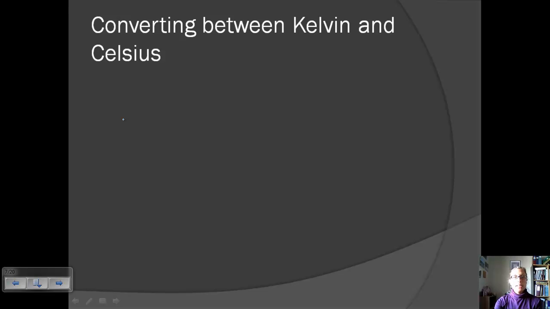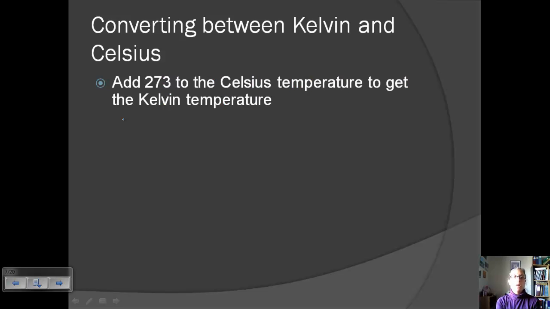Since converting between Kelvin and Celsius is easier, let's start with that one first. In order to convert from Celsius to Kelvin, we add 273. And then here's our equation: temperature in degrees C plus 273 gives us Kelvin. We can go the opposite direction and subtract 273 from Kelvin to get degrees Celsius.